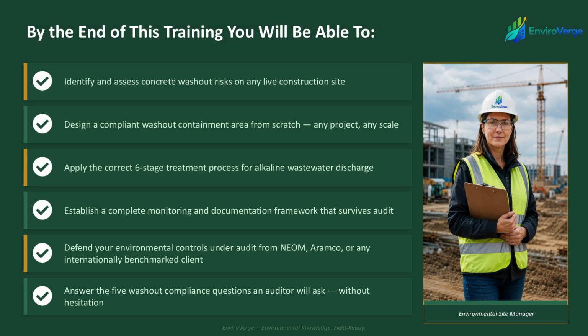By the end of this training, you will be able to identify and assess concrete washout risks on any live construction site. You will be able to design a compliant washout containment area from scratch, any project, any scale. You will be able to apply the correct 6-stage treatment process for alkaline wastewater discharge, establish a complete monitoring and documentation framework that stands up to audit scrutiny, and defend your environmental controls in front of auditors from NEOM, Saudi Aramco, or any internationally benchmarked client. And when the auditor asks the 5 washout compliance questions, you will answer without hesitation.